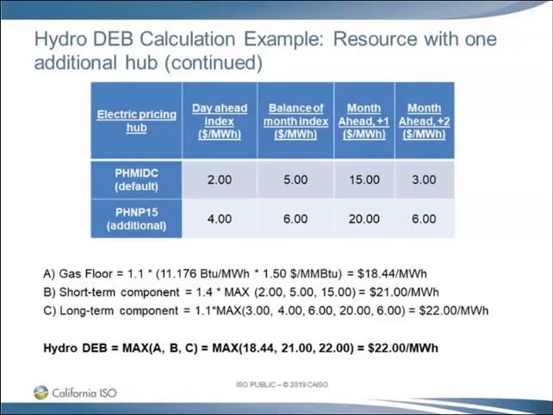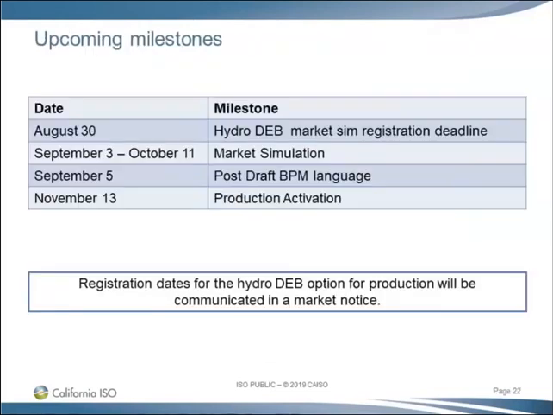Thanks, Helen. All right, there's just another couple slides, and that is the milestones. The Hydro DEB Market Sim registration deadline, remember, is August 30th, which is tomorrow. And Market Sim runs from September 3rd to October 11th. We're anticipating posting the draft BPM language by September 5th, and production activation is set for November 13th.